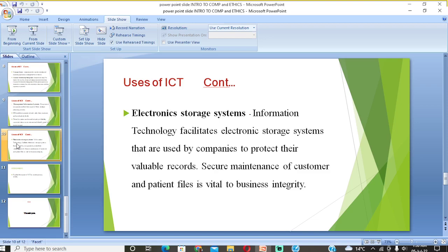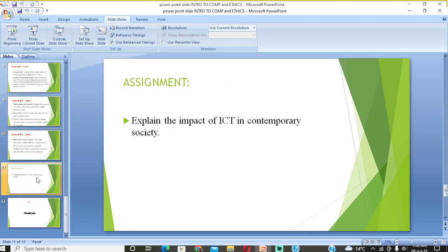But before we come to that, you take this assignment. So our assignment is: explain the impact of ICT in contemporary society.